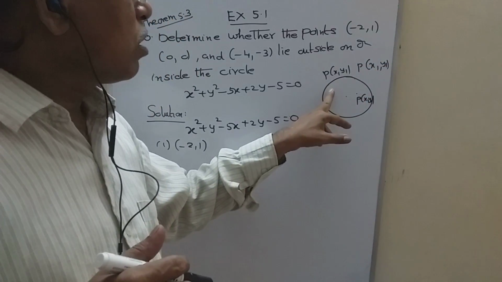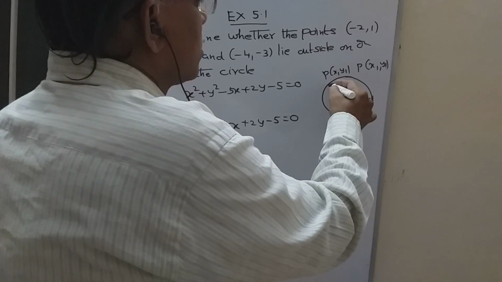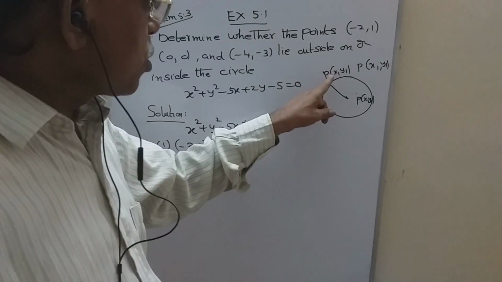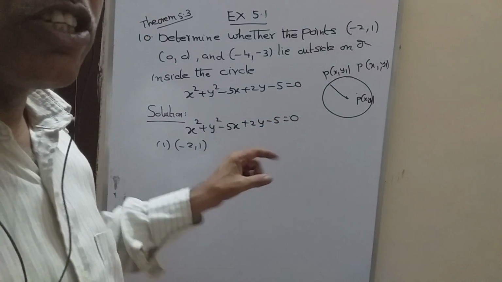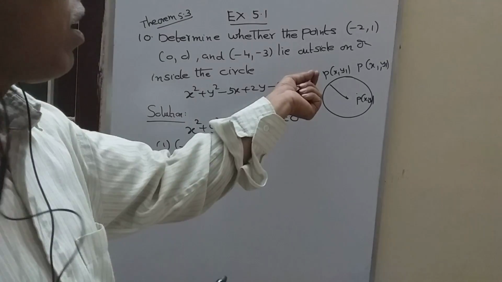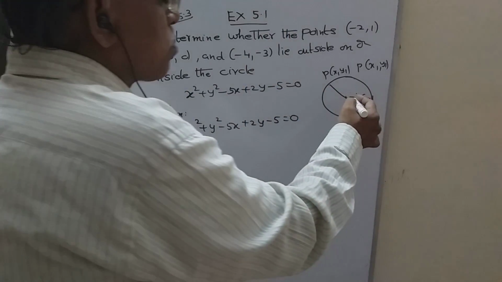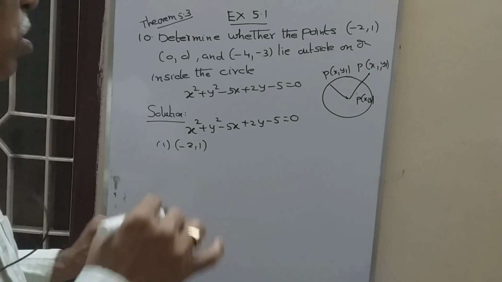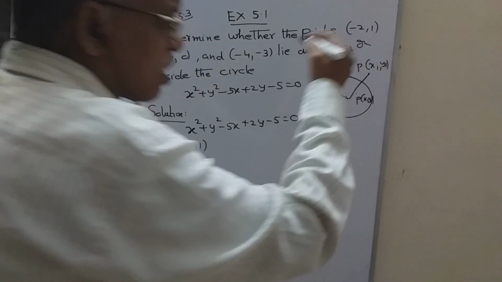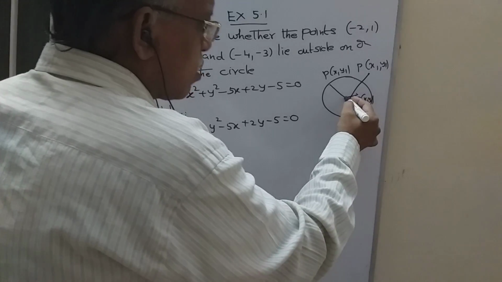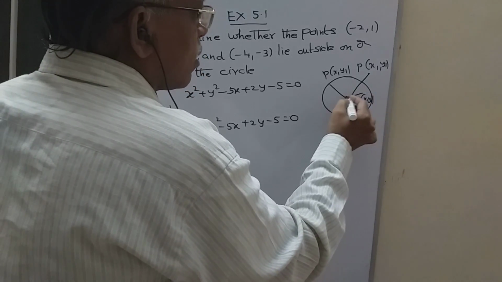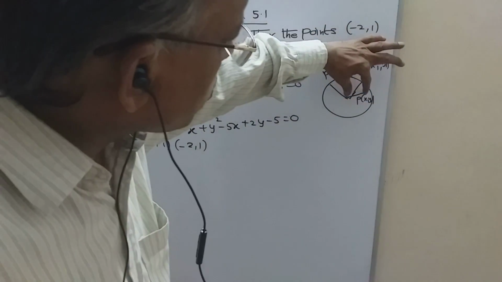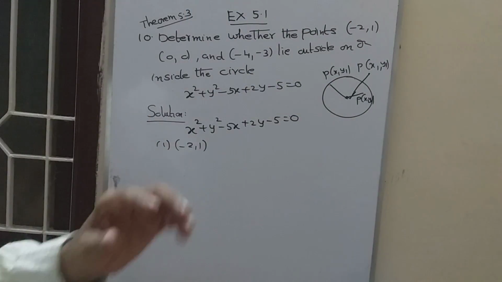That point may be present on the circle. In this case, the distance will be equal to the radius r. That means if we substitute this point in this circle equation, it should be 0. Then the point lies on the circle. Suppose if we substitute and it is greater than 0, the point P lies outside the circle. Suppose less than 0, it lies inside the circle. Inside the circle means this value should be less than 0. Okay, so that is the meaning.